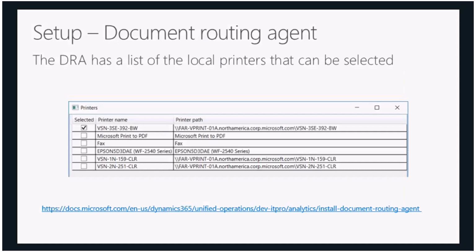You'll see that when you're setting it up, the document routing agent has a list of printers local to the computer it's installed on. So you'll see all the printers technically, but of course the network ones are probably the most interesting. And we'll talk a little bit more later about why you would have multiple document routing agents, why they would not have all printers enabled, and how you decide which printers to enable on which document routing agents.